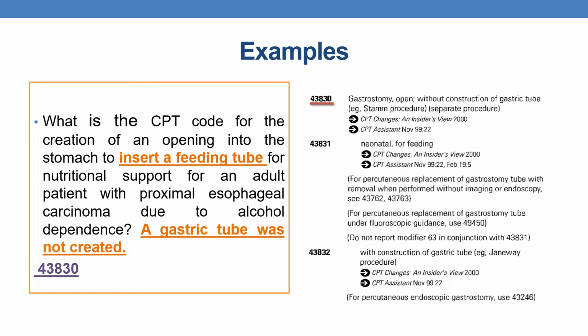Insertion of a feeding tube. If you look at 43830, you can find gastrostomy, open, without construction of gastric tube. Here you can see a gastric tube was not constructed, so you need to code without construction of gastric tube. So the correct CPT for insertion of a feeding tube for the nutrition of an adult with proximal esophageal carcinoma without construction of a gastric tube is 43830.